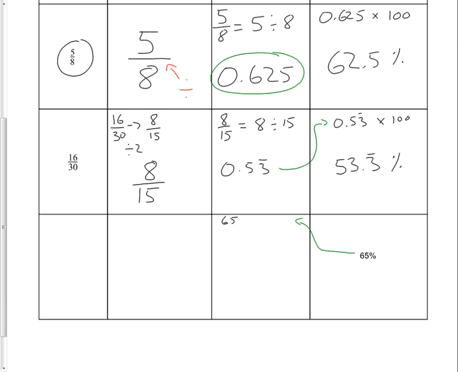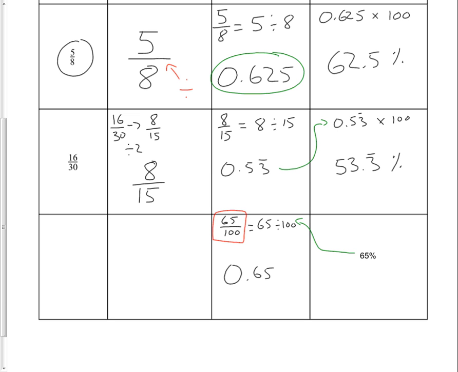So I'm going to take 65, that's my percent, and divide it by 100. That's the same as saying 65 divided by 100. If I do 65 divided by 100 in my calculator, it's going to give me 0.65. So 0.65 is my decimal.